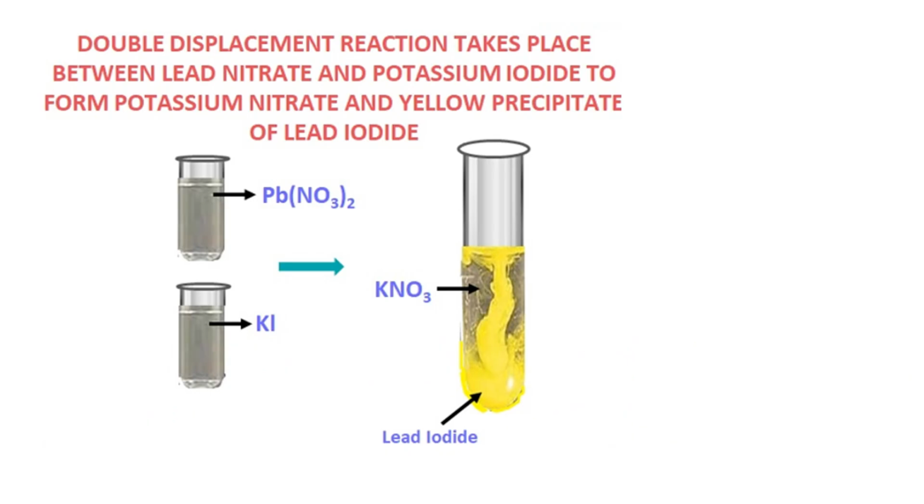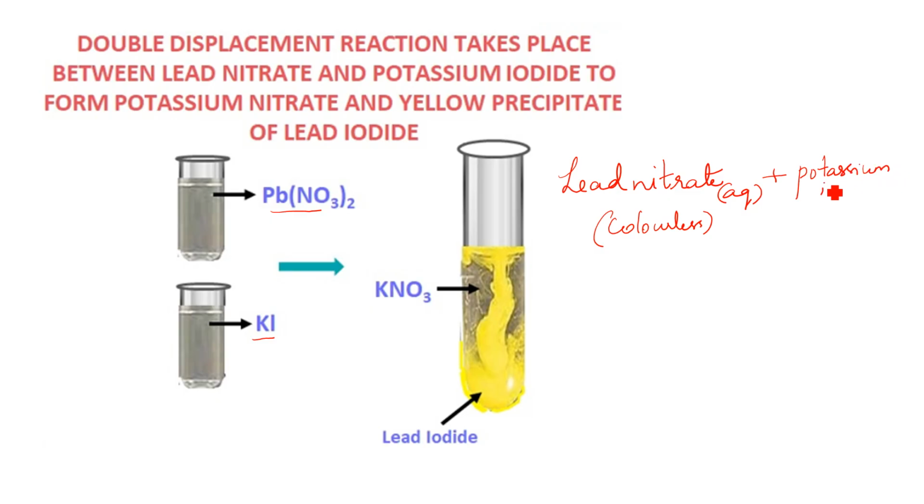The second reaction is the reaction between lead nitrate and potassium iodide. Reaction between lead nitrate solution. Okay, aqueous. Aqueous means water is the solvent. We have dissolved lead nitrate in water. So that is a solution of lead nitrate. This is a colorless solution. Now you take potassium iodide, which is also a colorless solution, and mix both. When you mix both, you can see here it forms a yellow color, lead iodide.